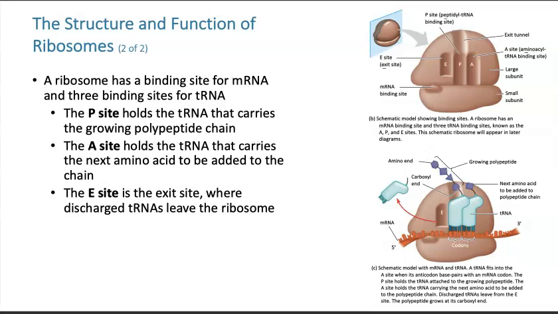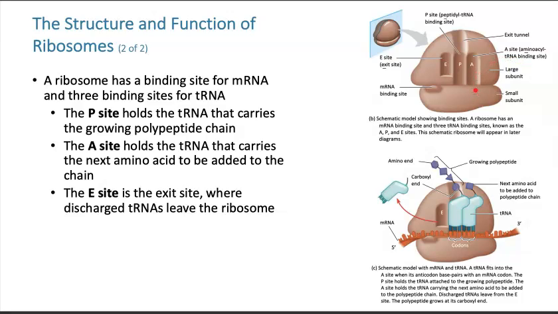Here's a more cartoonish version of the large subunit and the small subunit kind of attached to each other to make this very big ribosome. Notice that there are three locations in the ribosome, the E, P, and A site. I'm actually going to talk about this in a little bit different order. We're going to start out with the P site. That's the middle site, okay? And the middle site holds the transfer RNA that carries the growing polypeptide chain. So that's the P site. It's the middle one.